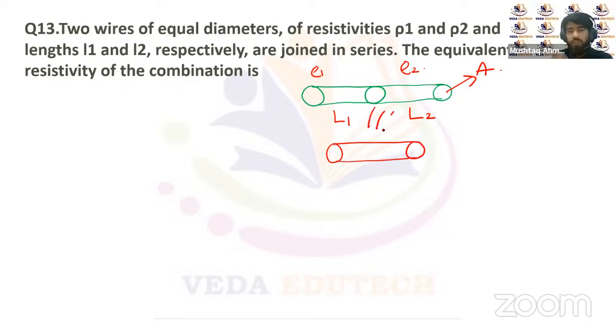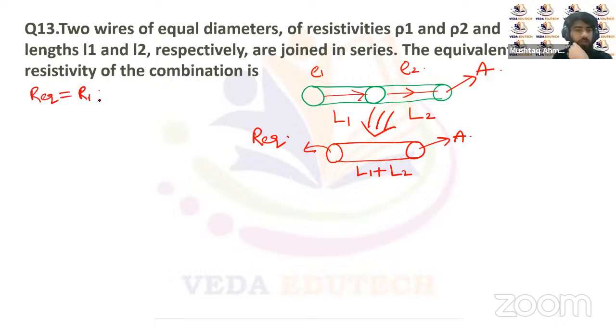Let's suppose this is the equivalent conductor for these two conductors. Its area of cross section will also be A, and it will have a length equal to L1 plus L2. Let's suppose the resistance of this conductor is R equivalent. Since these two conductors are in series with each other, the total resistance R equivalent will be R1 plus R2.